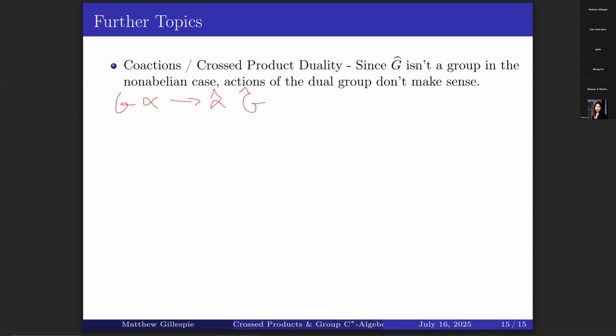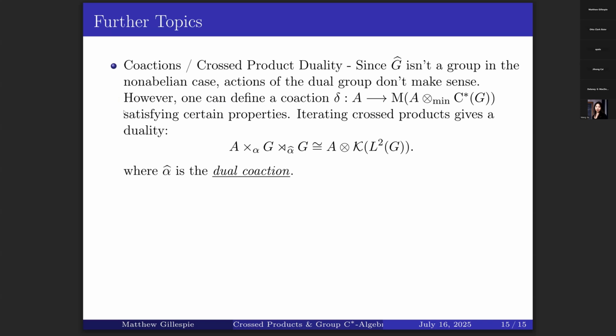Now, in the case of G being not abelian, you can't do this, because the dual group, which is the collection of all the continuous homomorphisms from G to the unit circle, is no longer a group. And so there's a whole theory of what's called coactions, which allows you to dualize an action when you don't have an abelian group. And this is very closely related to cross-product duality.